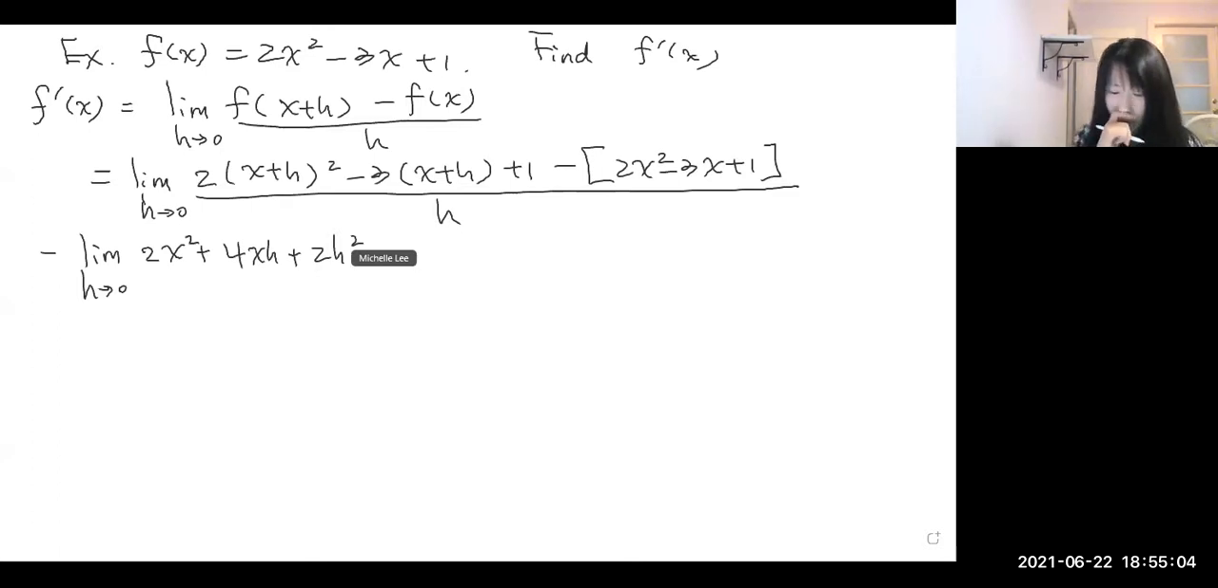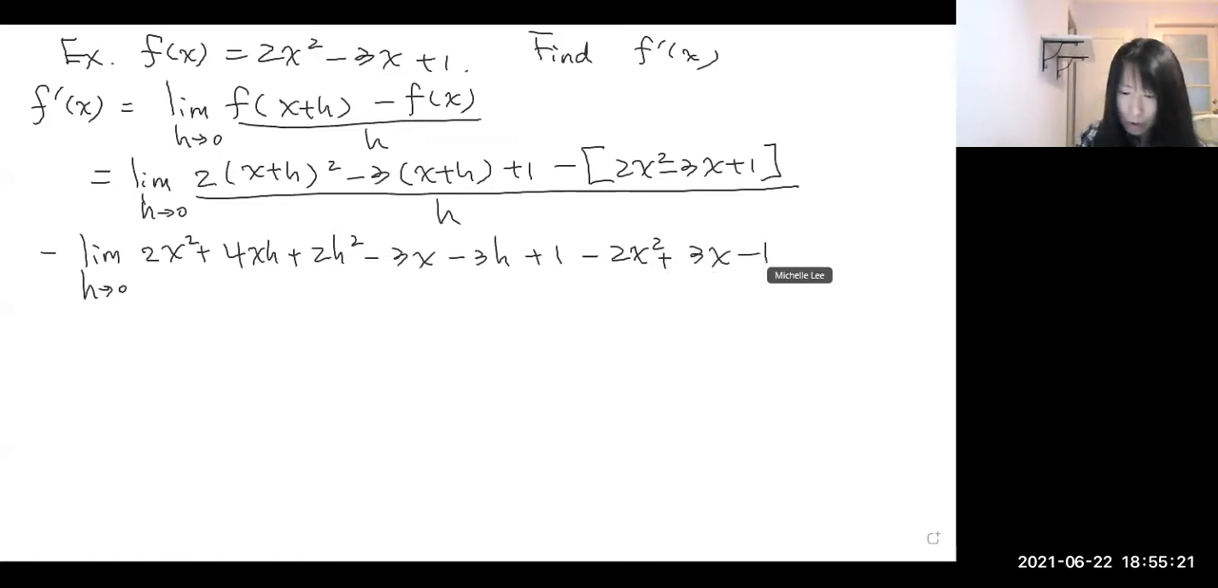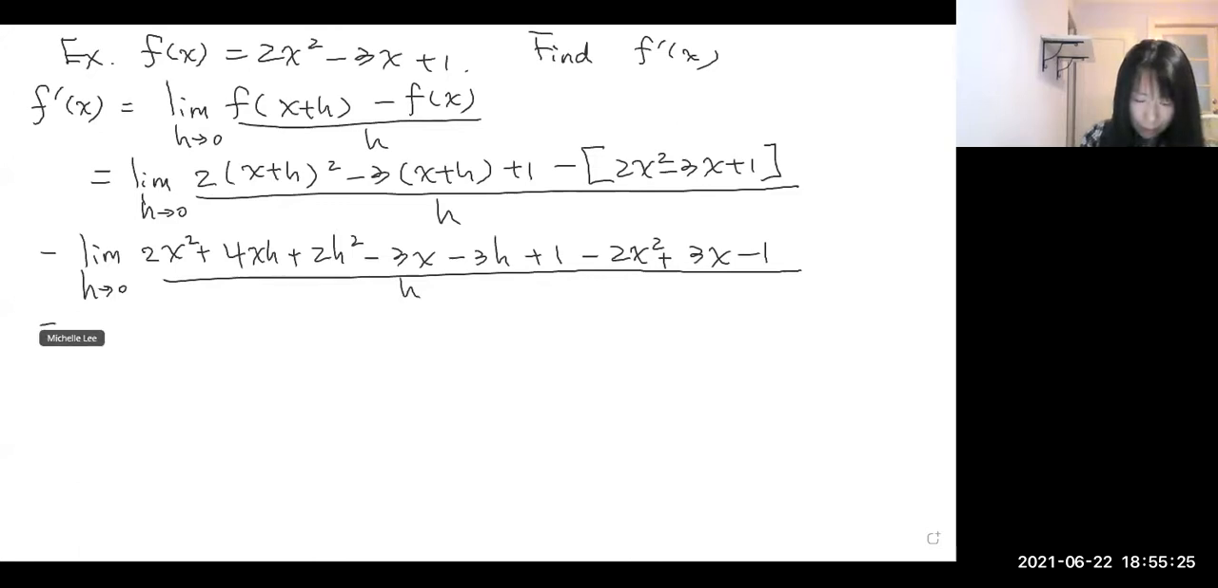Please correct me if I make a mistake, okay? Negative 3x minus 3h plus 1 minus 2x squared plus 3x minus 1, over h, as h approaches 0.